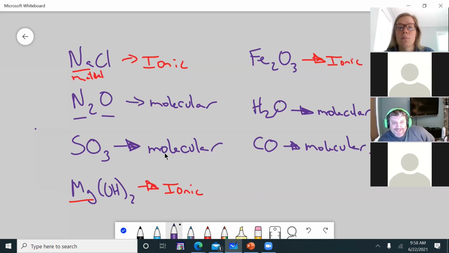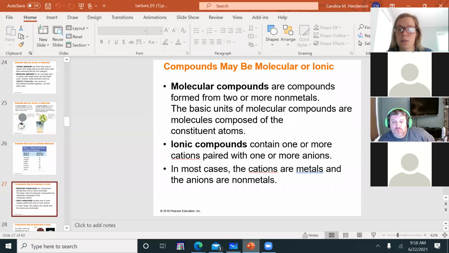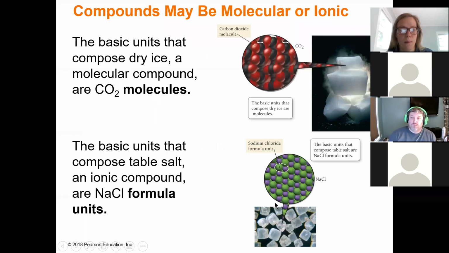So why is it so important to differentiate these? Well, when I'm naming things that are ionic or when I'm trying to write formulas for things that are ionic, it's going to be totally different than what we do for molecular. I think the ionic is a little bit harder, and we start with that. So let's go through that.